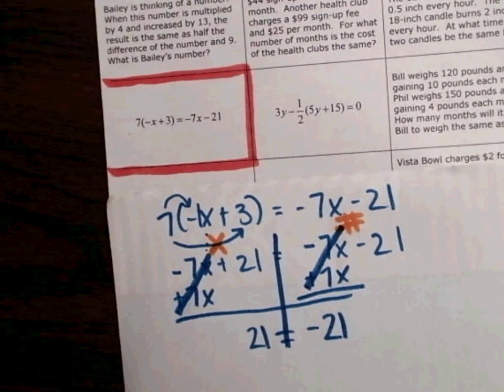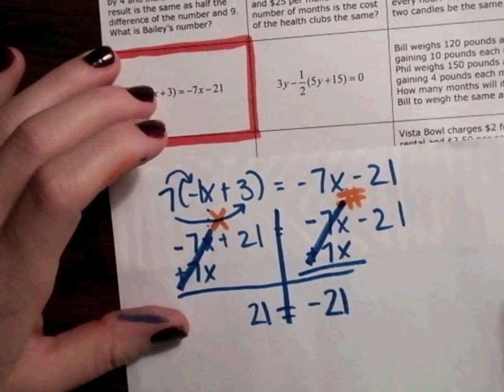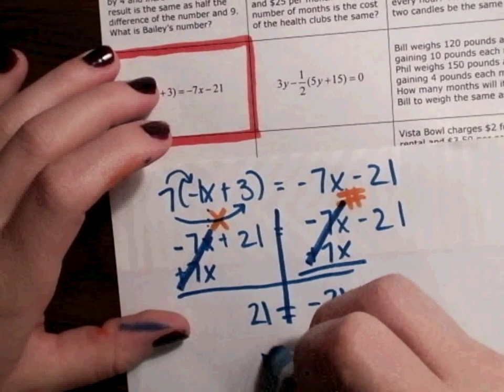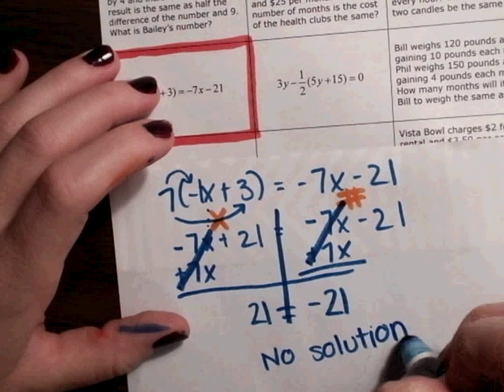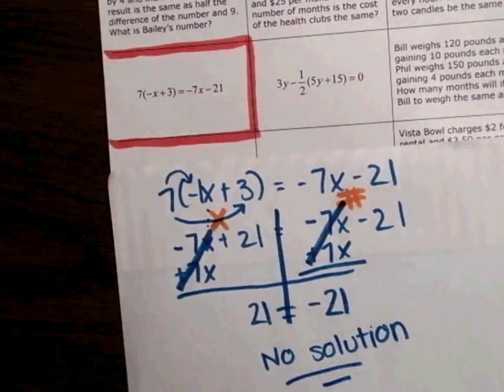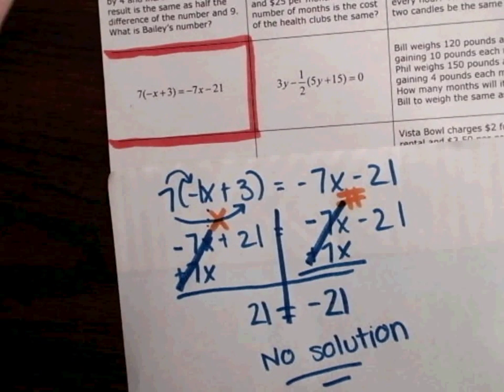Now, in this situation, is this true? Is it true that a positive amount is going to equal a negative amount? Of course, no. So in this answer, I'm going to write no solution. There's no solution because they cannot equal each other. All right, let's go ahead and do one more.